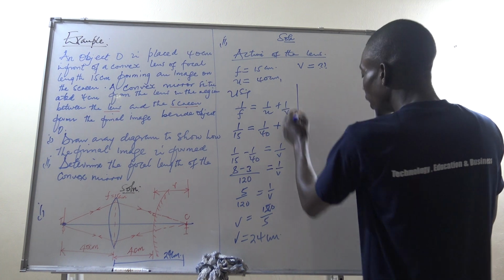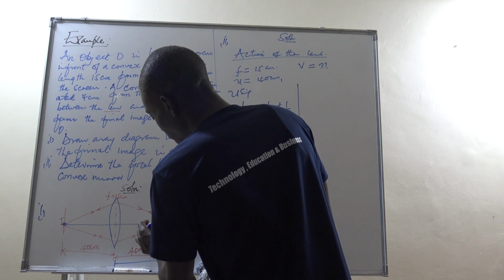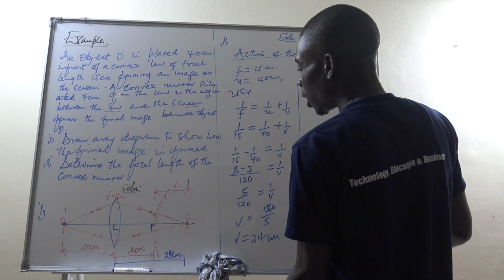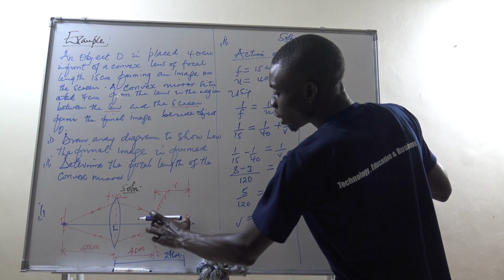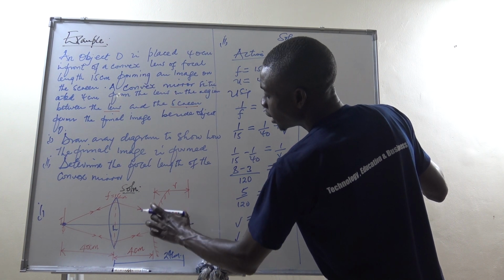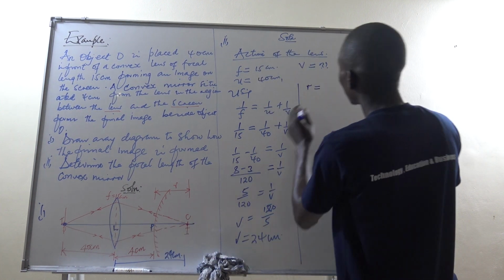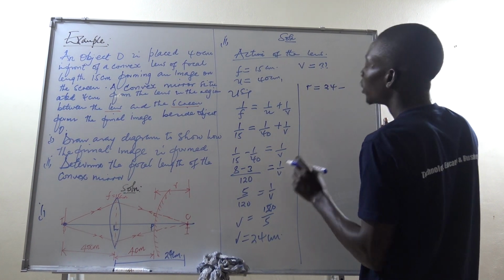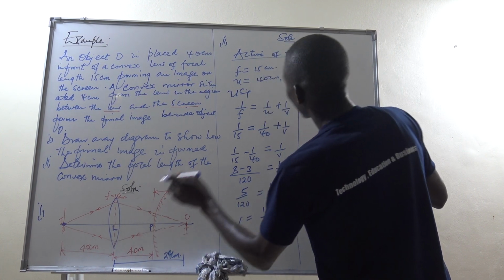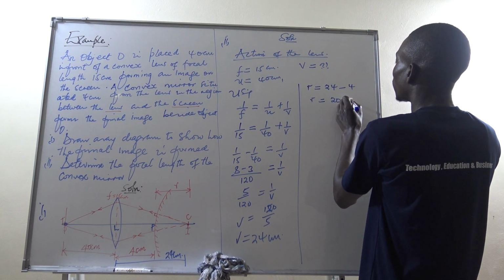And now, what next? We are also going to say that if this is C, this is my P, this is my L. We said this is going to act as our radius of curvature, because if this is perpendicular and you extend this line here, this distance is the radius of curvature. Therefore, your R will be equivalent to 24, from here up to here, minus 4. And your R is equivalent to 20.